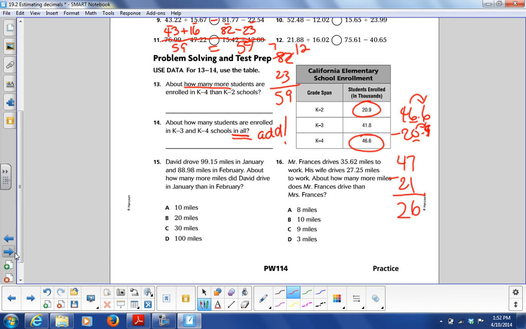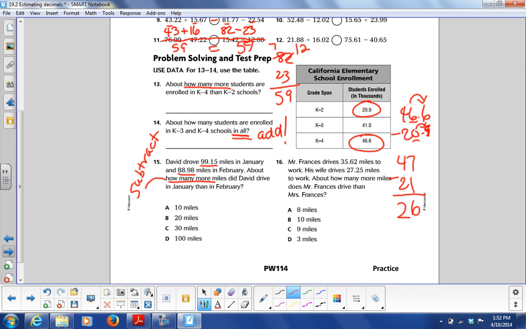15, David drove 99.15 miles in January and 88.98 miles in February. About how many more, what does that tell me? Miles did David drive in January than February? Subtract. You guys really need to practice using the words. Many more equals subtract and all equals to add.